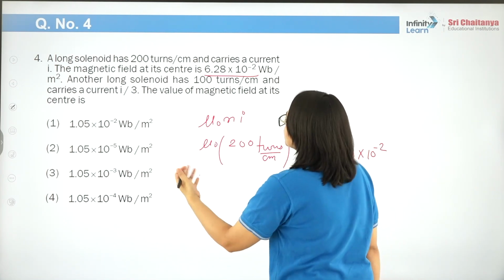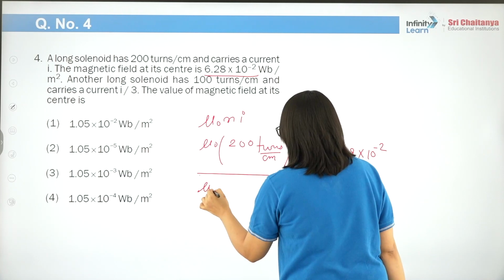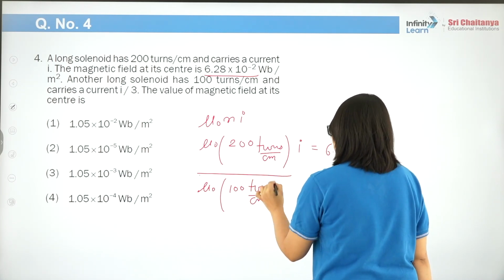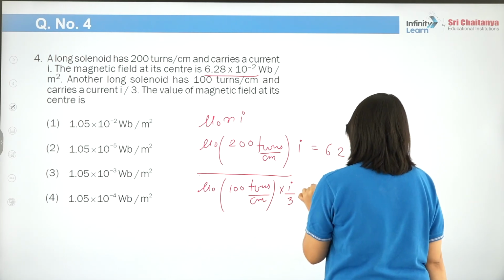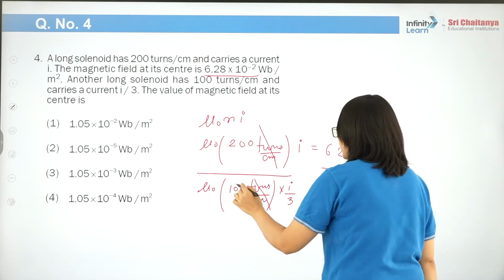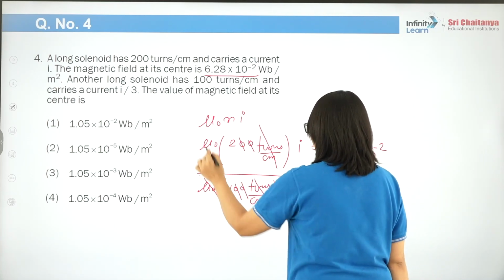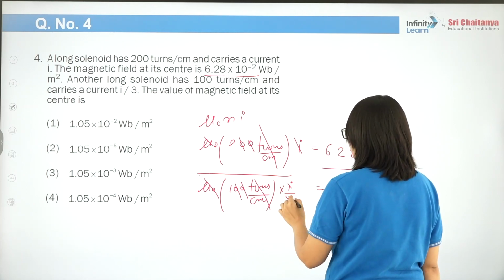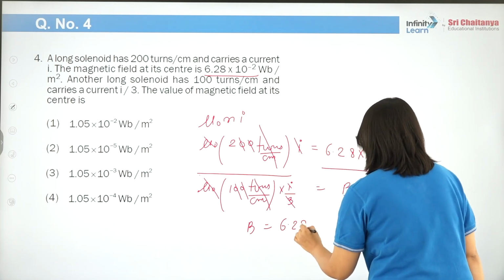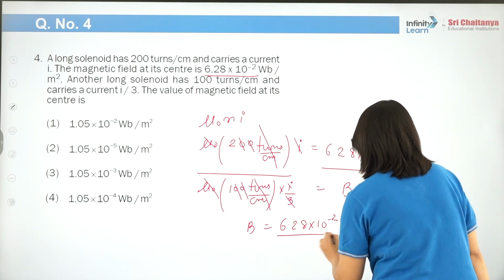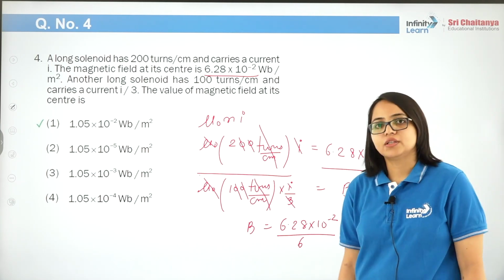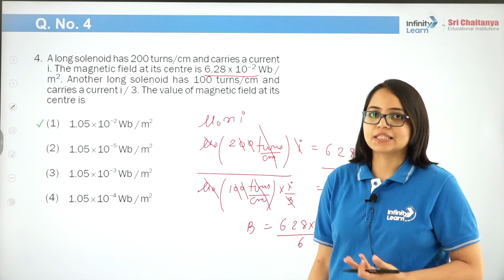Now we have one more solenoid and the magnetic field will be mu naught into 100 turns per centimeter, current is I upon 3, and its magnetic field is B. Take the ratio. Turns per centimeter cancel, 100 cancels, mu naught cancels over here. So this will be 6. So B is 6.28 into 10 power minus 2 divided by 6 Weber per meter square, which is equal to option 1, 1.05 into 10 power minus 2 Weber per meter square.